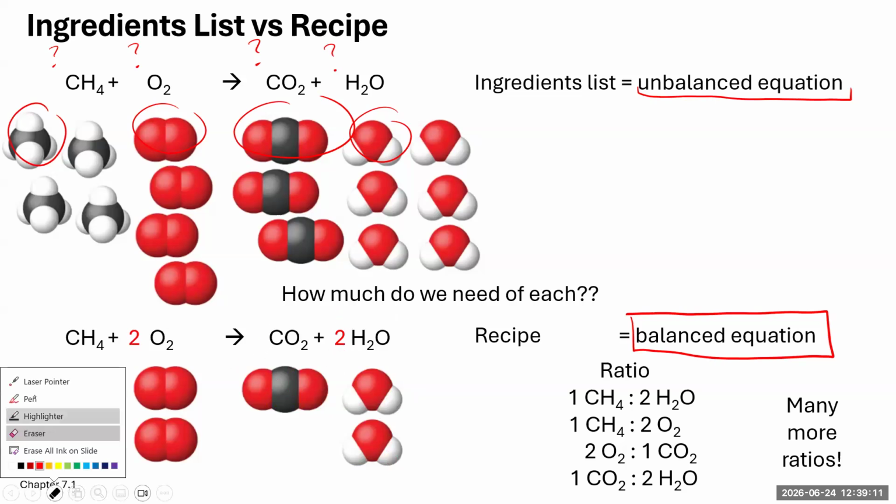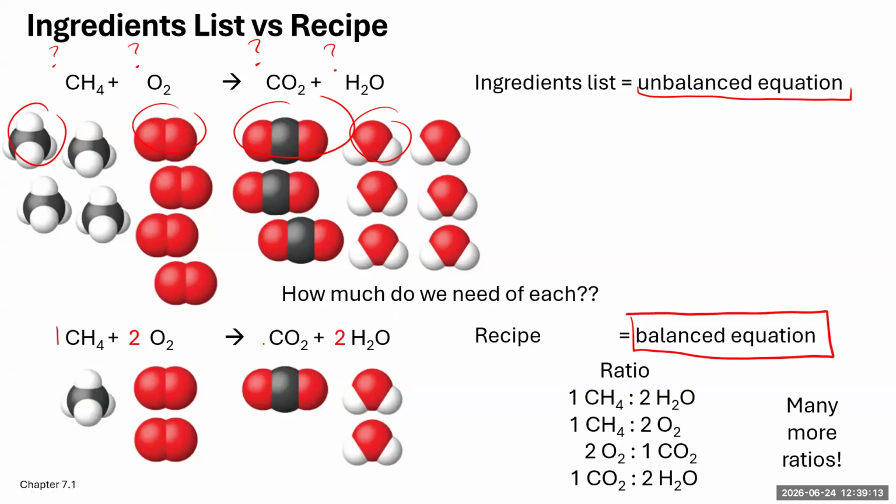Okay. So we know these are 1. There's no number, they're 1. But let's look at the ratios. CH4 to H2O. That's a 1 CH4 to 2 H2O ratio. We also have this ratio here, 1 CH4 to 2 O2 molecules. We can do 2 O2 to 1 CO2. We have 1 CO2 to H2O. And you could build more ratios off of that too.